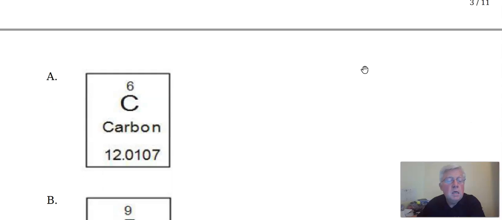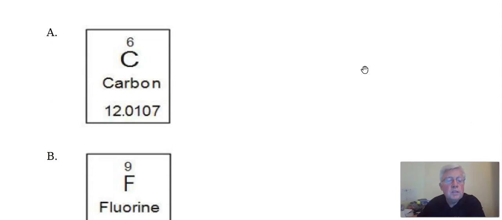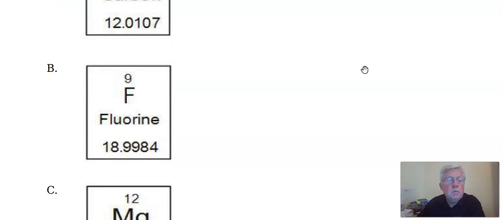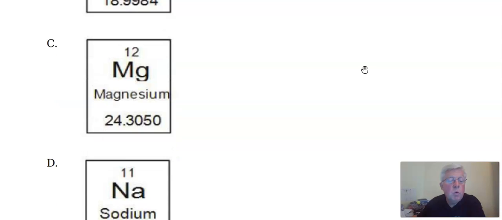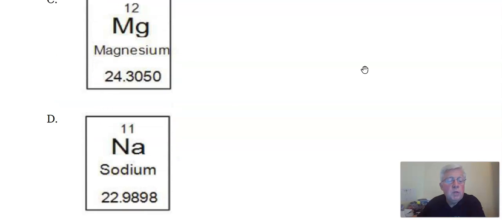Is it A, carbon, with an atomic number of 6? Is it B, fluorine, with an atomic number of 9? C, magnesium, with an atomic number of 12? Or D, sodium, with an atomic number 11?